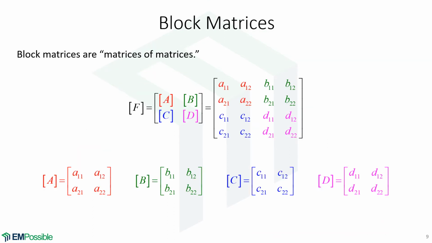Block matrices. Block matrices we can think of as matrices of matrices. So imagine we have 4 little matrices. We can build a big matrix out of these 4 little matrices. So F in this case would be a block matrix.